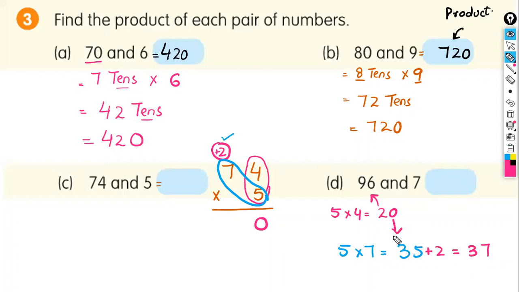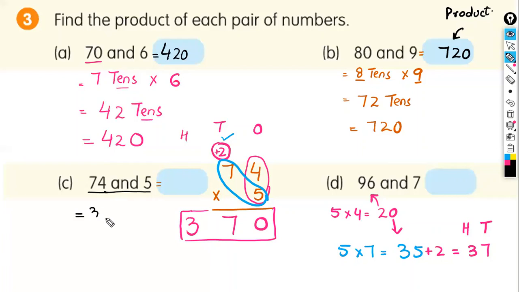I will get 37. We already have 0 at the ones place, and now the tens place is empty only. So I will put my 7 at the tens place, and this 3 will go towards the hundreds place. So this 7 at the tens place and 3 will go over here to the hundreds place. So my answer is 370. So the product of 74 and 5 is equal to 370.